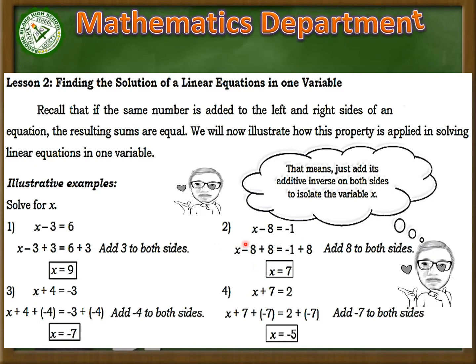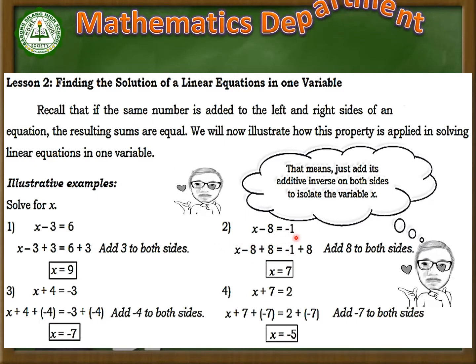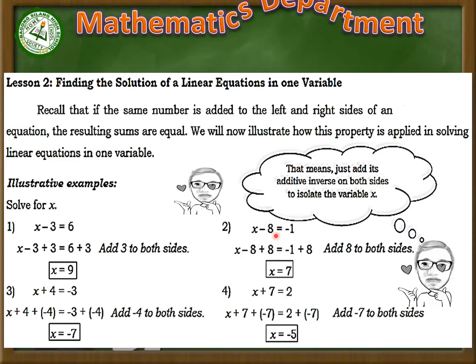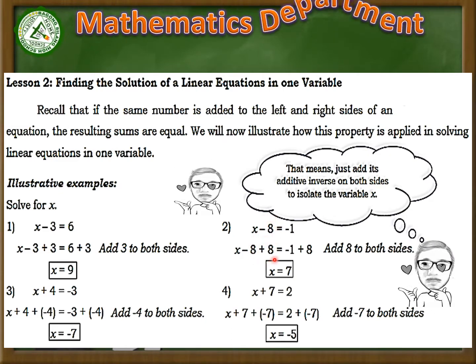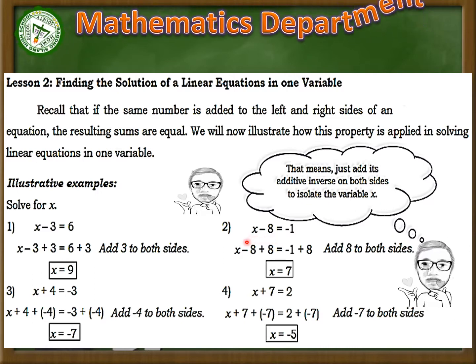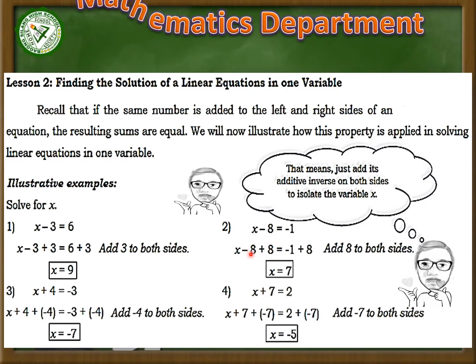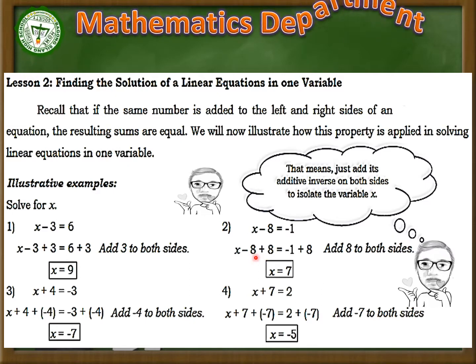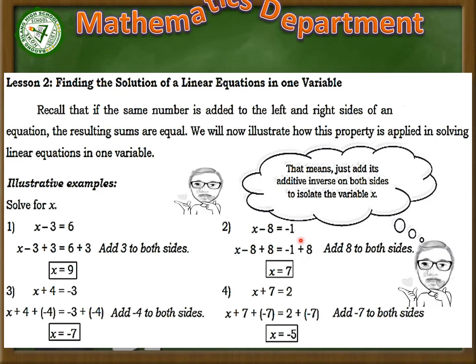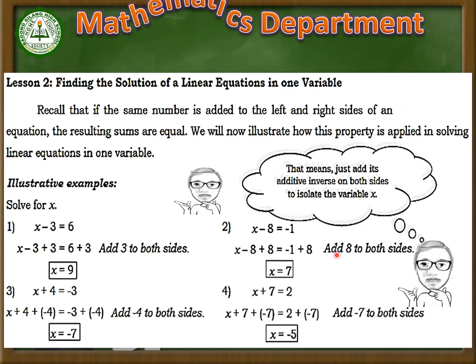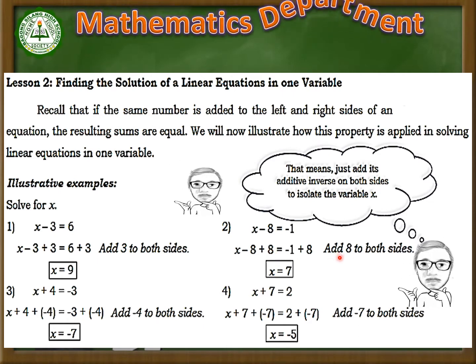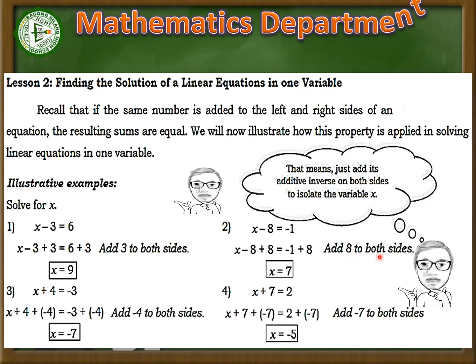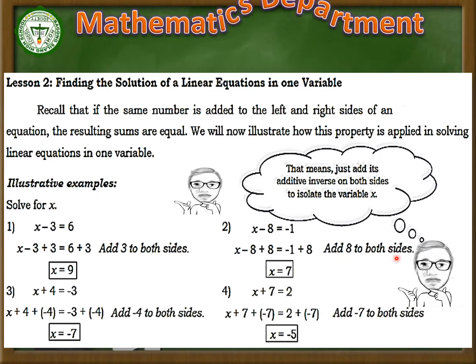Number 2, x minus 8 equals negative 1. What will be the additive inverse of negative 8? That's positive 8, because once you add negative 8 and positive 8, the result will be 0. What remains on the left side will be the variable x. But don't forget to add 8 also on the right side, because we are just applying properties of equality, and that's the addition property of equality. Add 8 to both sides.